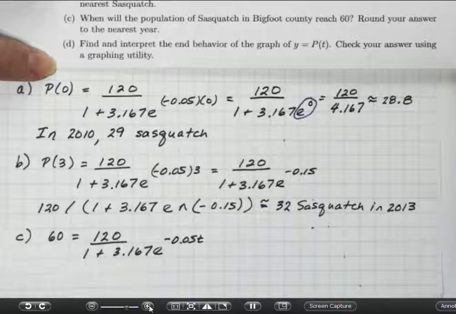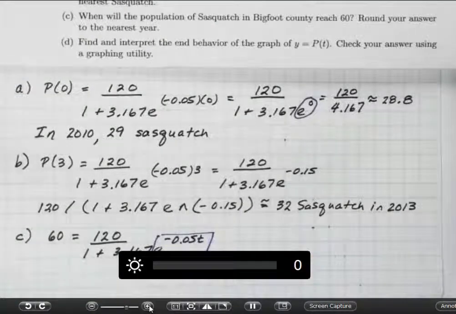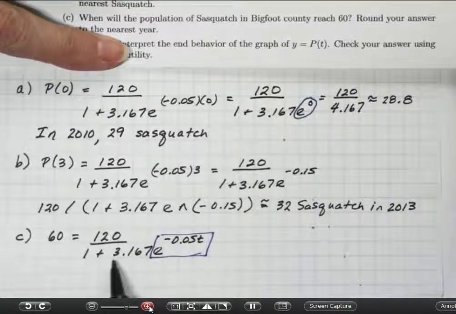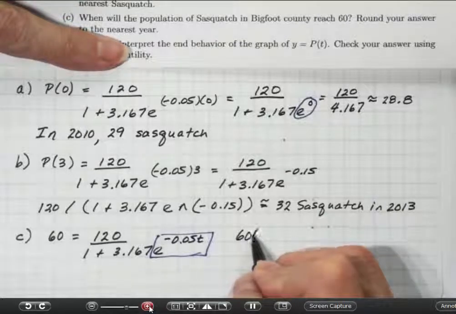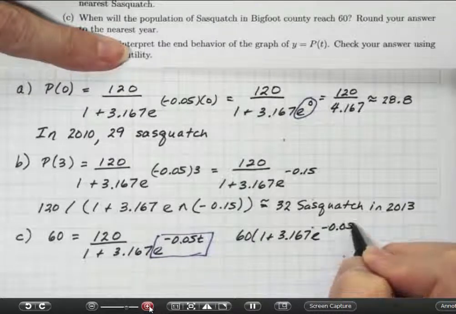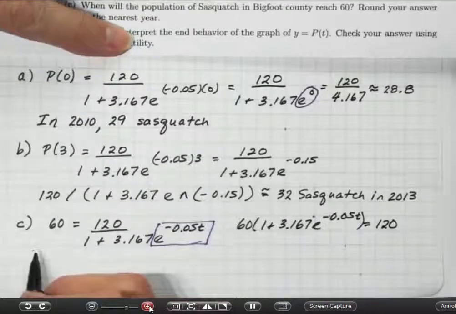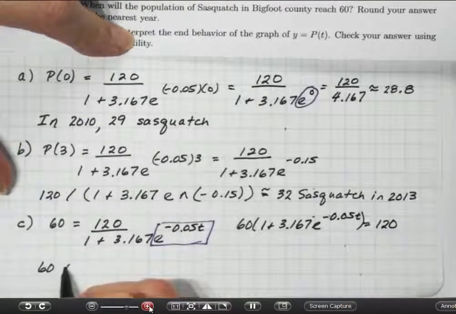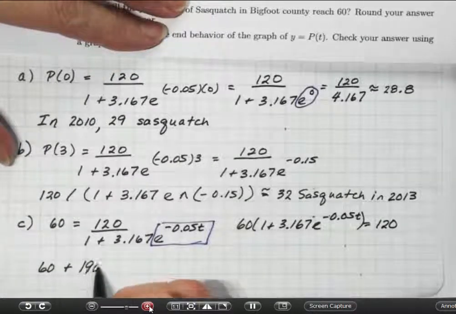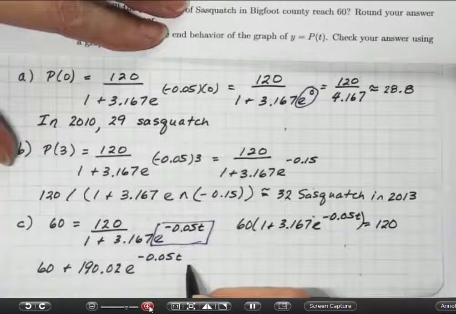So what I'm going to try to do is get this exponential part of my equation by itself. First, I'm going to multiply both sides of the equation by the denominator here. So I'm going to end up with 60 times 1 plus 3.167 e to the negative 0.05 t equals 120. Using my distributive property here, I end up with 60 plus 60 times 3.167, which is 190.02 e to the negative 0.05 t equals 120.